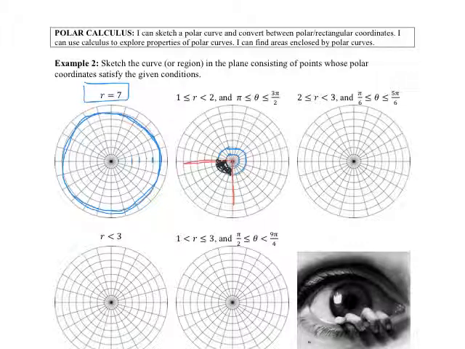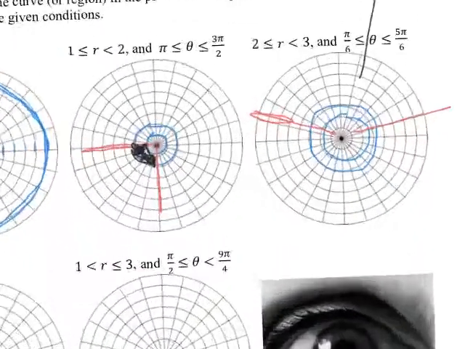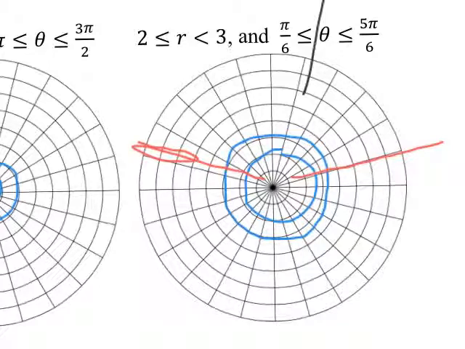Going to the third one, we want the circle between 2 and 3. So we go out 2 units, 1, 2. That's this circle, and 3 units. That's that circle. Again, poor stylus work. And from pi 6 to 5 pi 6. So pi 6 is that angle, and 5 pi 6 is that angle. And maybe if I zoomed in, it would be easier to do. Okay, pi 6, between 2 and 3. So all of this.